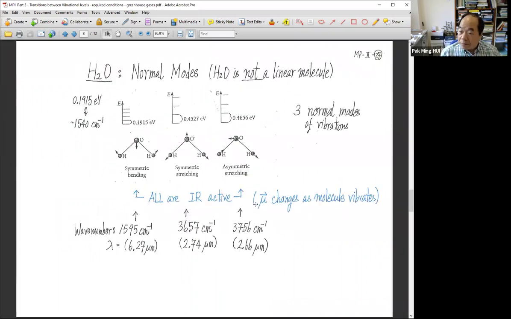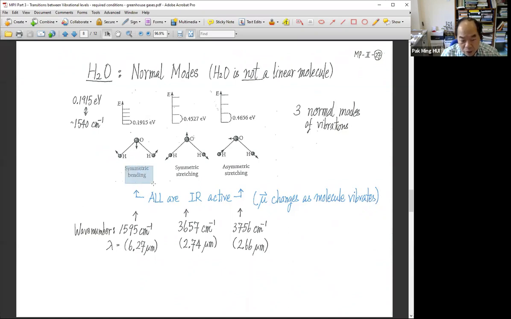Water, okay, similar thing, but water is not linear. For the rotational thing, when you have three atoms that are not linear, you need so-called three Euler angles to specify the orientation. Therefore, there will be one more degree of freedom in the rotational part. You take out one from the vibration. That's classical mechanics again.